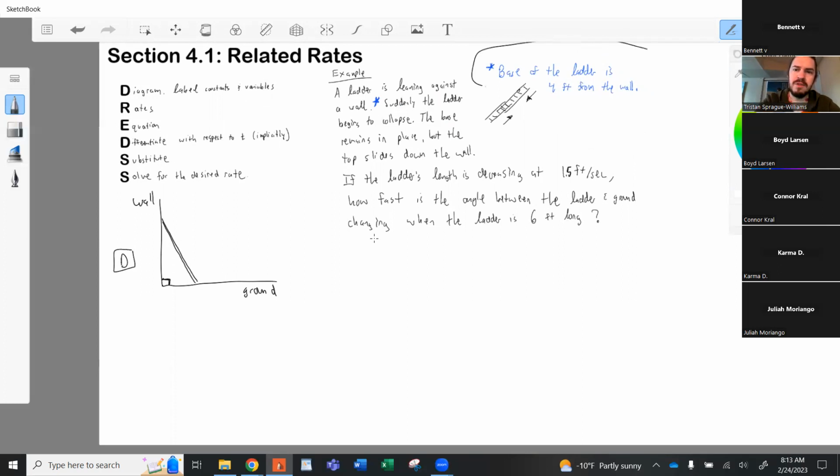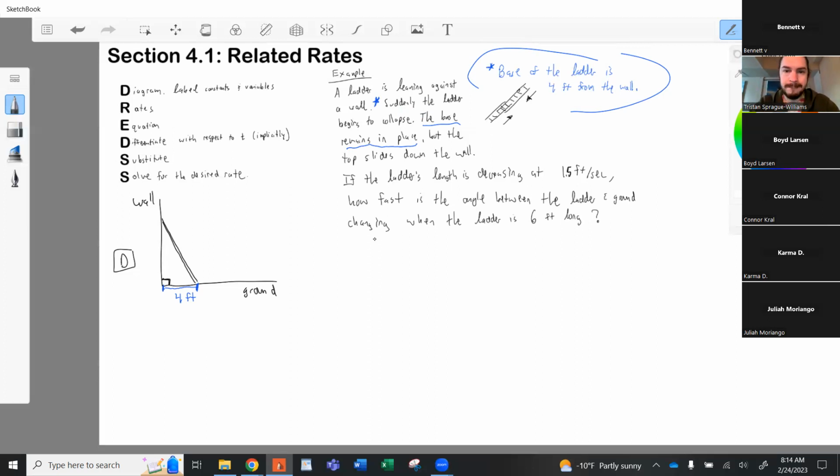Right here, I provided this. This is a constant. The base of the ladder is 4 feet from the wall. And it says down here that the base remains in place. So when I said this, that's related to this piece of information, that the base remains in place. So this distance from here to here is 4 feet, and it's not changing. So this is an example of an actual constant. You can label that in your diagram as a constant because it's not a variable. But there are other things in this problem that are variables.